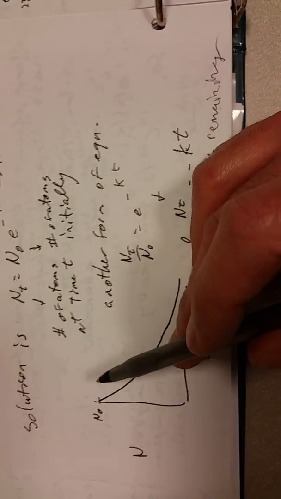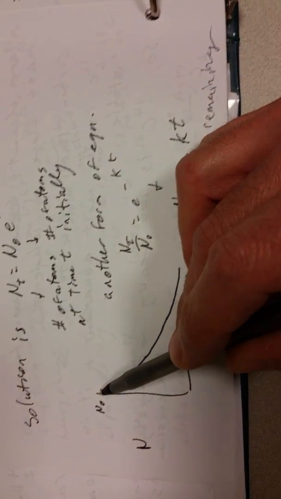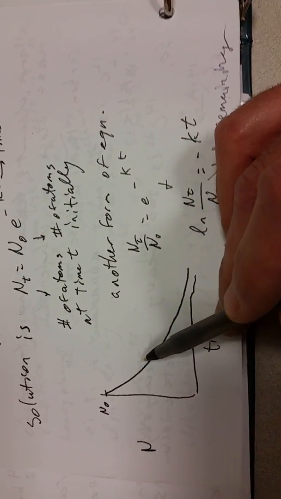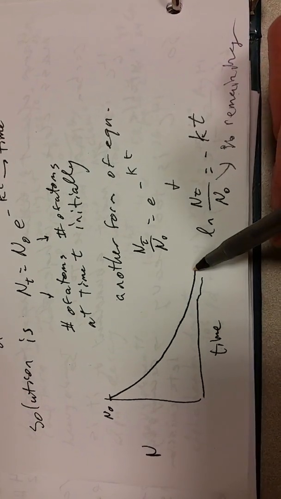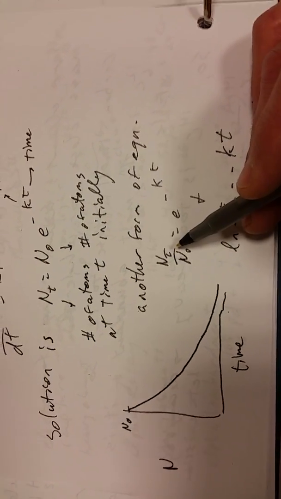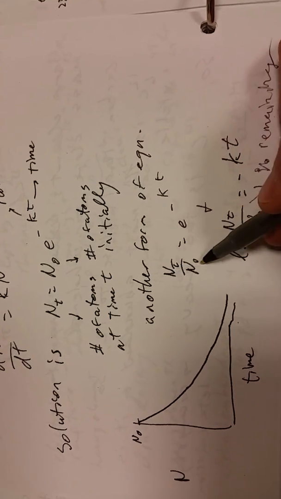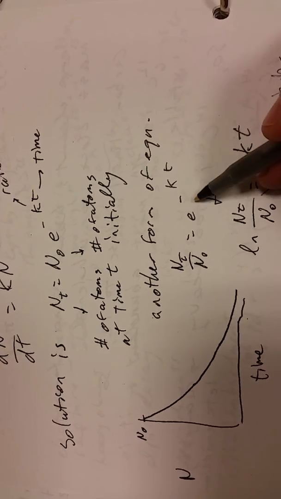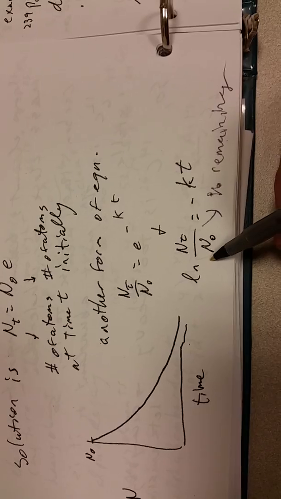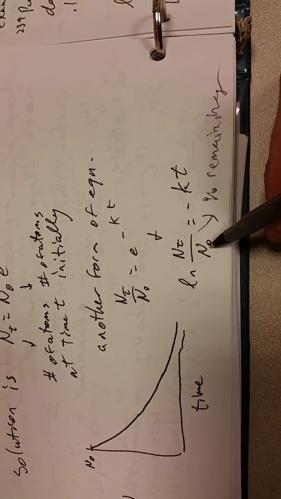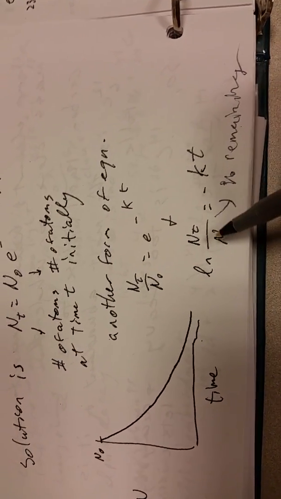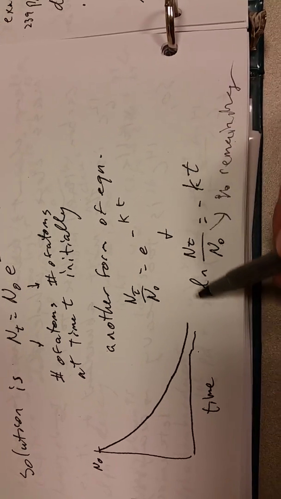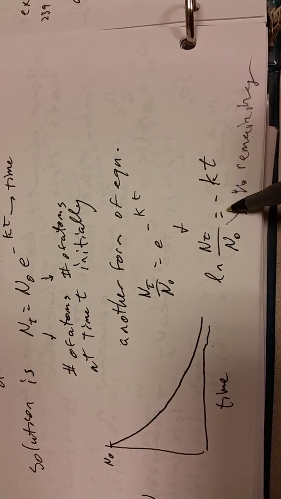If you were to plot that equation, it starts out at N0 at time equals 0 and decays away to Nt along the line here at time t. You can rearrange this equation, Nt over N0 equals e to the minus kt, and then taking the natural log of both sides, you get ln of Nt over N0 equals minus kt. And this is the equation that we'll be using for the half-life problems.